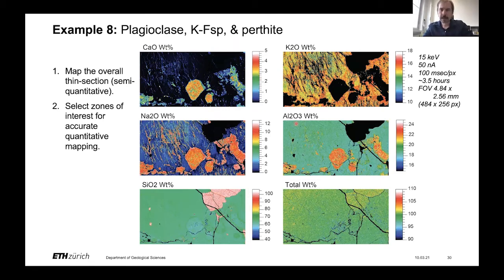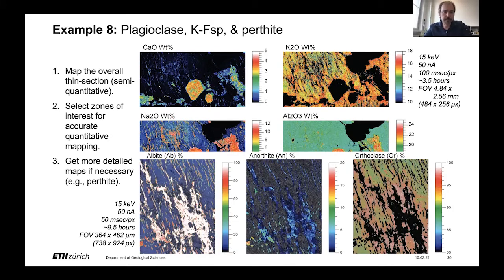Once we observe that, we can potentially go a little bit closer, like I will zoom in inside this area and get, for instance, a much more detailed map here at 0.5 microns step size, where we can see very nicely the albites that have been formed through this pelletization.